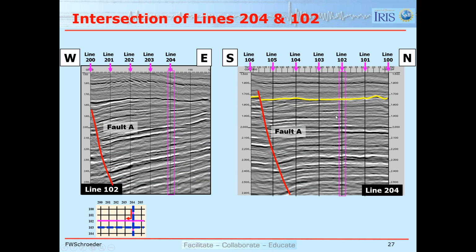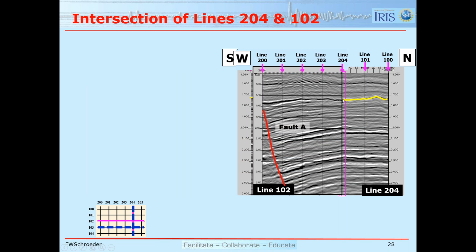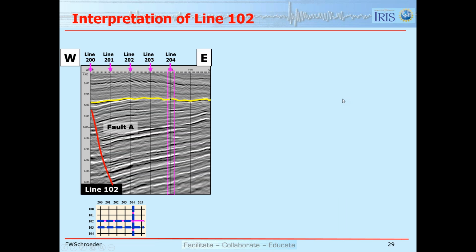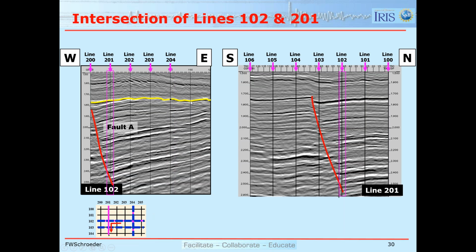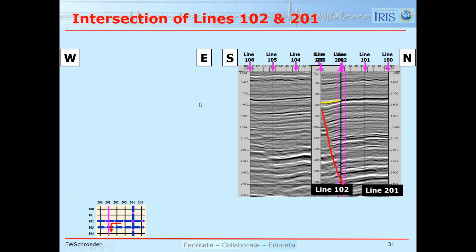Here's line 102, just to the north of 103. Now I have the interpretation on line 204 at the intersection point. So I can fold one and slide it over, transfer the interpretation from line 204 to 102, and do the interpretation. Then I can take line 102 and interpret it further to the east. And so now I've interpreted 2 east-west lines and 1 north-south line. Let's look at one more north-south line, line 201. Here's line 201. The intersection point is here and here.